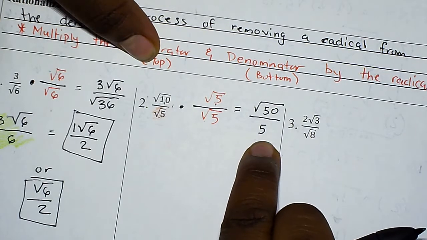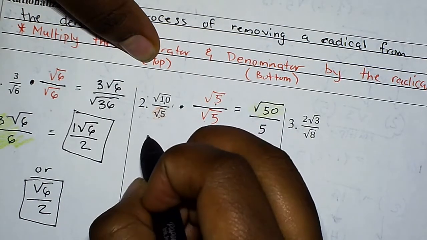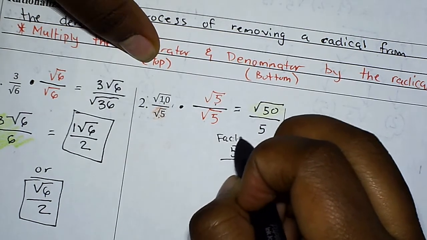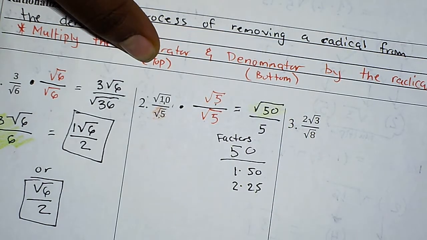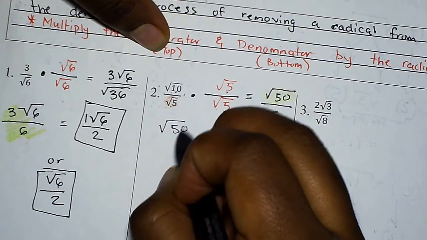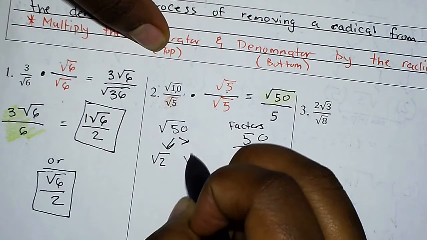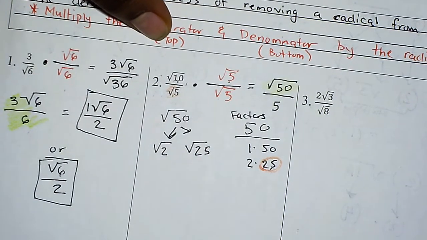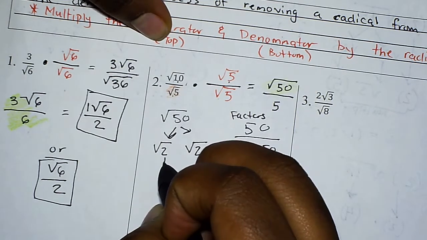So now I have the square root of 50 times the square root of 5. So I need to simplify the square root of 50. So I'm going to simplify over here. So my factors of 50 are 1 times 50 and 2 times 25. I know that 25 is a perfect square. So the square root of 50 will simplify to square root of 2 times the square root of 25. I took out 25 because 25 is a perfect square. This will simplify into 5. And this will not simplify.